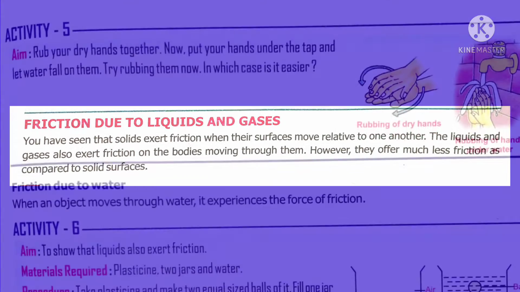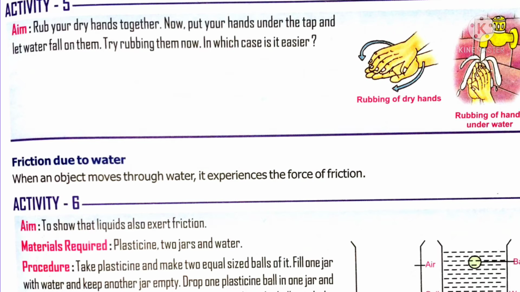Here is Activity 5, which shows the friction exerted by water, that is, liquid. Rub both your hands together. Now put your hands under the tap and let water fall on them. Try rubbing them now. In which case is it easier to rub? Definitely it is in water. When water is falling on your hands and fingers, it is easier to rub them together compared to dry hands. This shows that friction exerted by liquid is less than friction exerted by solids.